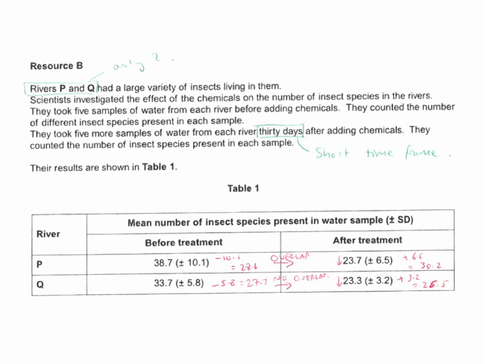There's also lots of other things which mean we can't make any definite conclusion. We don't know the number of individuals. It doesn't tell us anywhere how many insect species we're looking at. We've just got a mean, so it might not be representative.